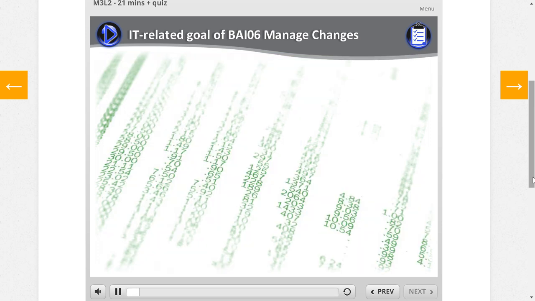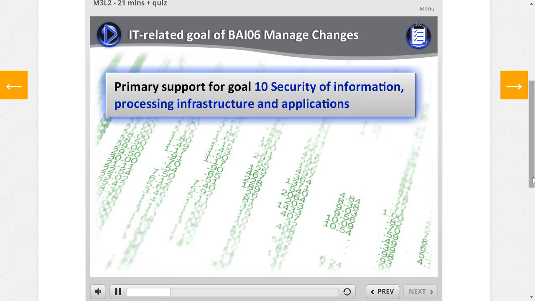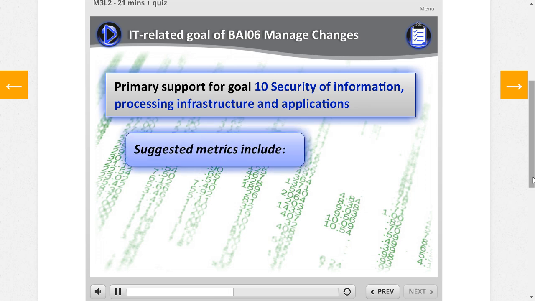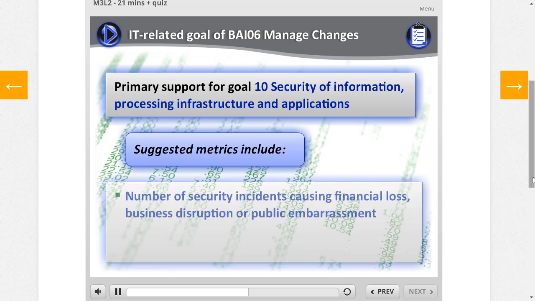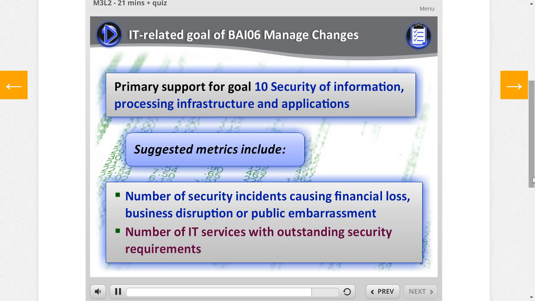The third and final IT-related goal of the process is 10. Security of information, processing infrastructure, and applications. 4 example metrics are documented. 2 of them are number of security incidents causing financial loss, business disruption, or public embarrassment. Number of IT services with outstanding security requirements.